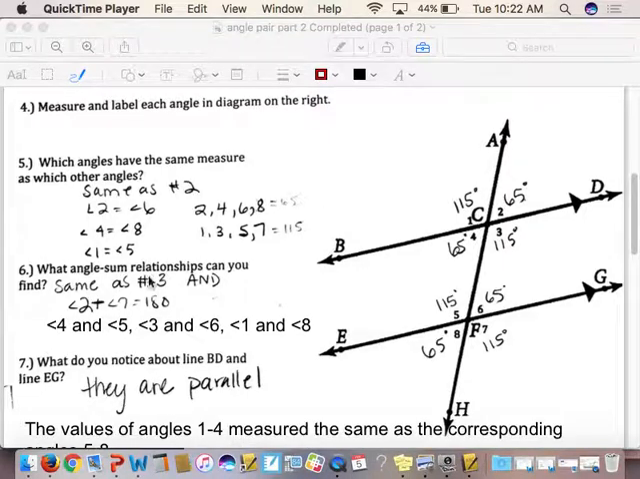And then going on to the angle sum relationships, again, everything that happened above in number 3 happened. The linear pairs, the 4 values adding to 360 degrees. But I also had other angles that equaled 180. 2 and 7 equaled 180 degrees. 4 and 5, 3 and 6, 1 and 8. There were lots of angles from the top diagram that summed to 180 degrees with angles from the bottom diagram.